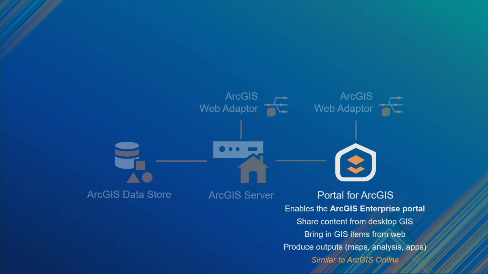First up, we have our portal for ArcGIS. And this is the software component that supports or enables that ArcGIS Enterprise portal, that web-based experience we were looking at a few slides ago. Your enterprise portal is the place where you're working with all of your content, your different items. Those could be maps, apps, could run analysis there. You're sharing content from your desktop, your ArcGIS Pro, to the enterprise portal to get that content out to your organization. And again, this is the place where ArcGIS Enterprise looks very similar to ArcGIS Online.